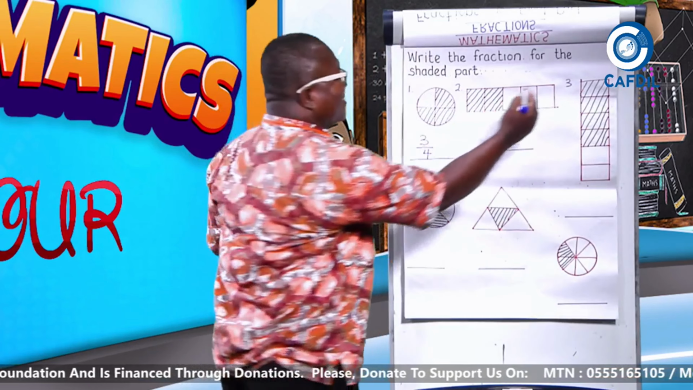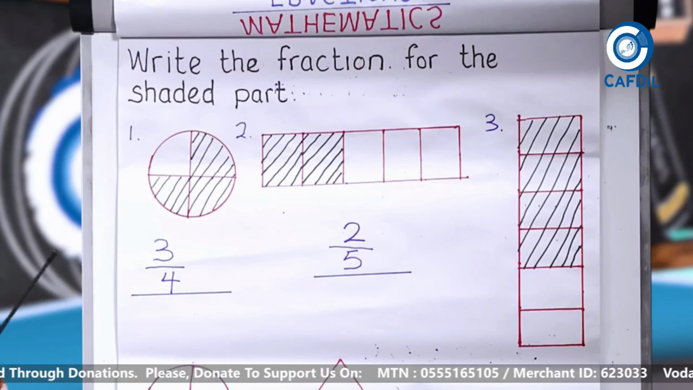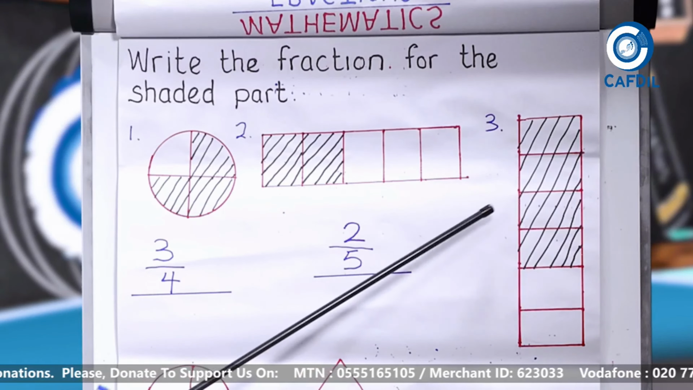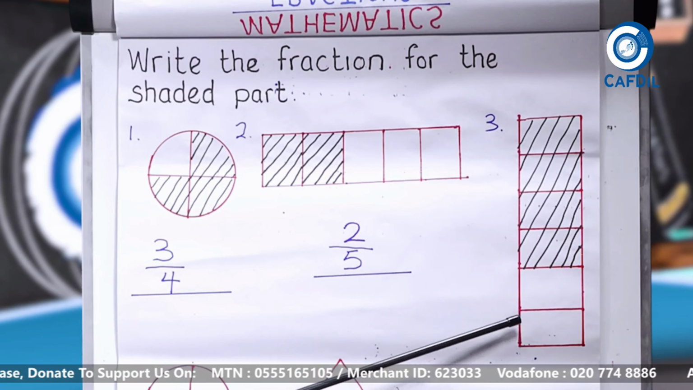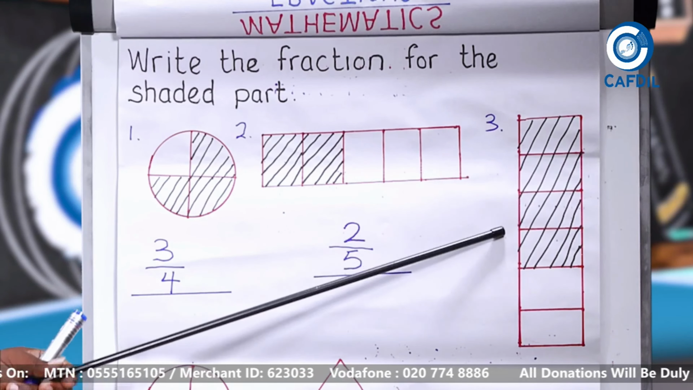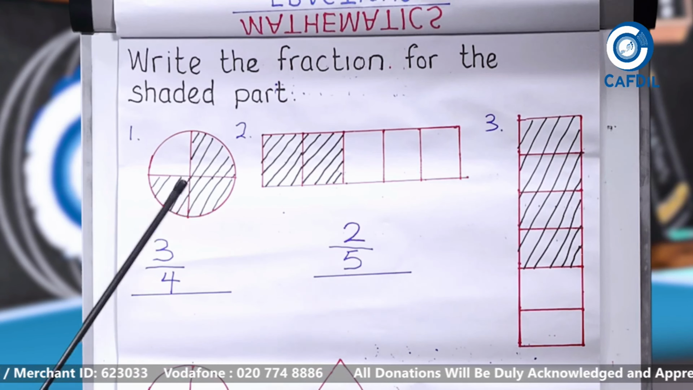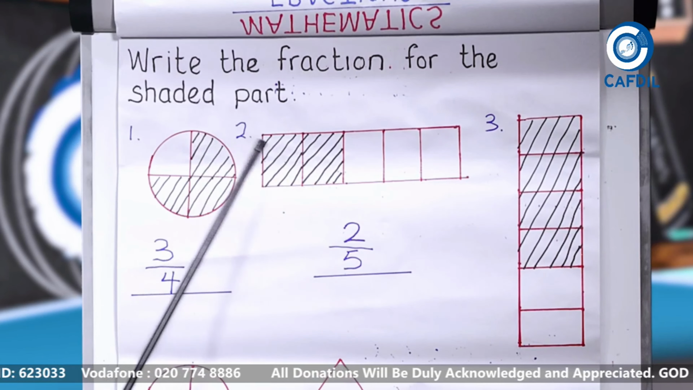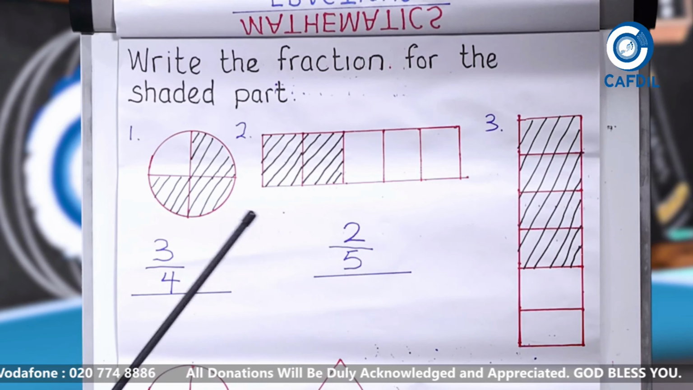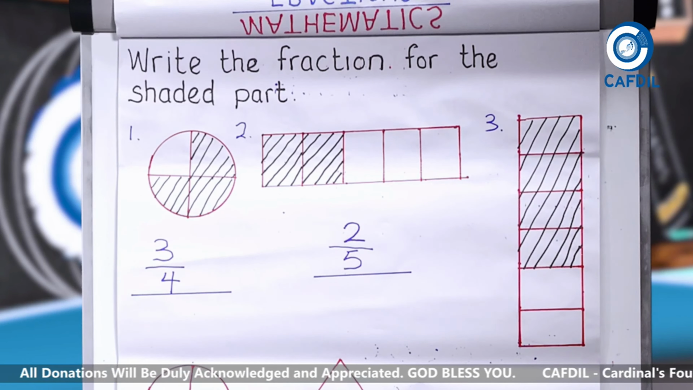Now let's look at this one too. Let's look at this one. This one is like a rectangle which is standing. And this one was a rectangle which is what? Lying down. But this one is a rectangle which is what? Standing. Good. So now let's look at this rectangle.